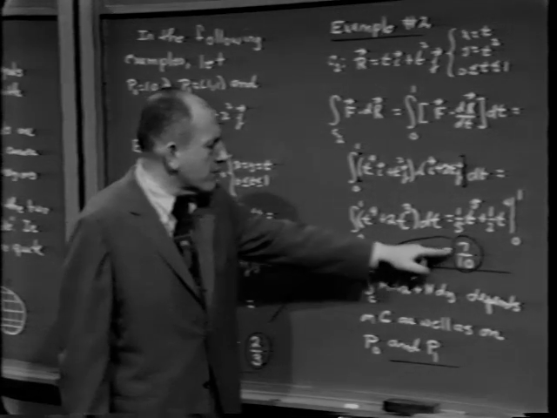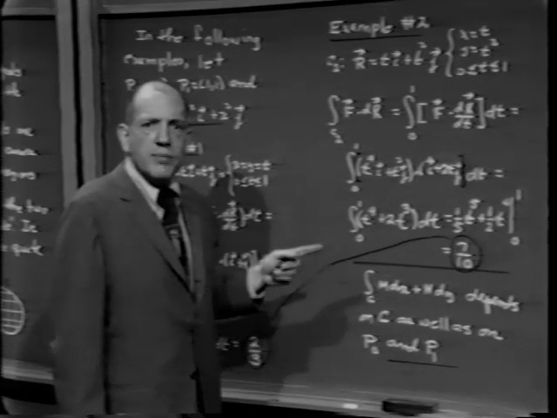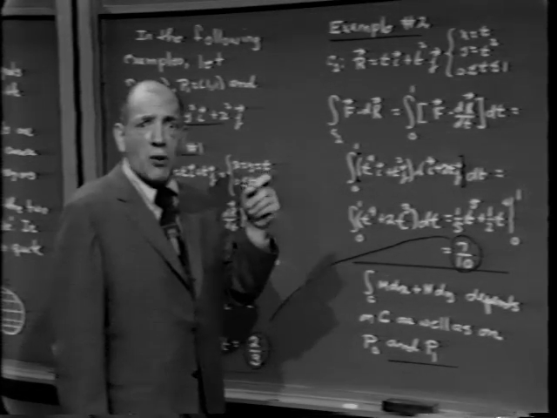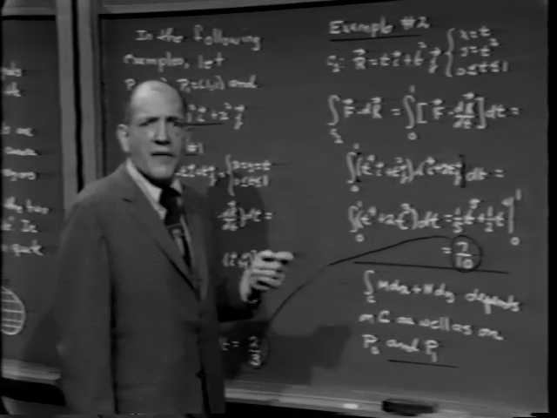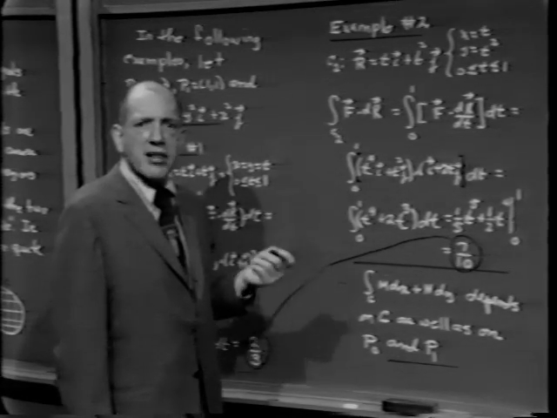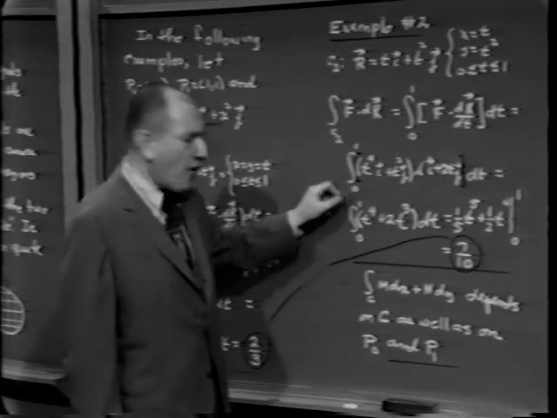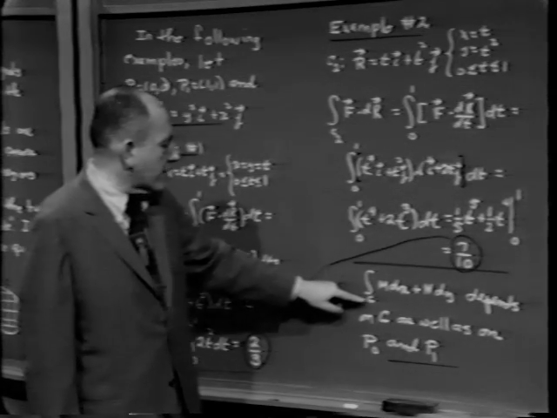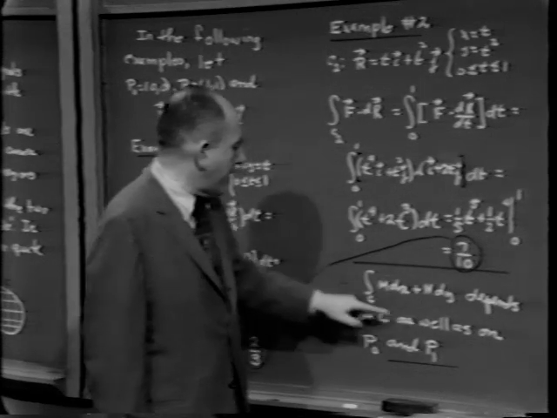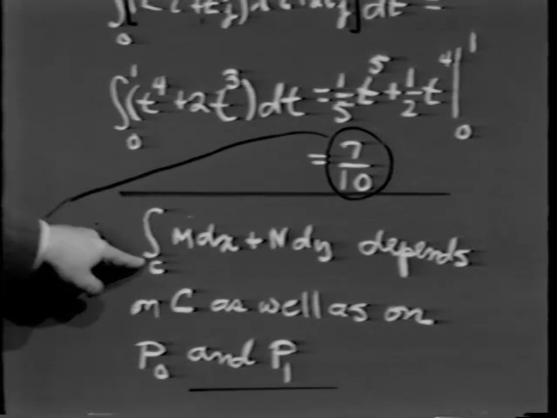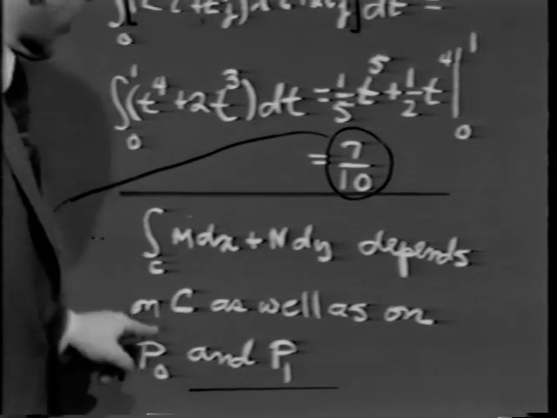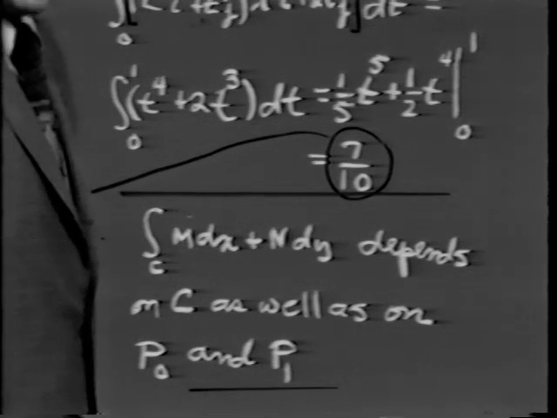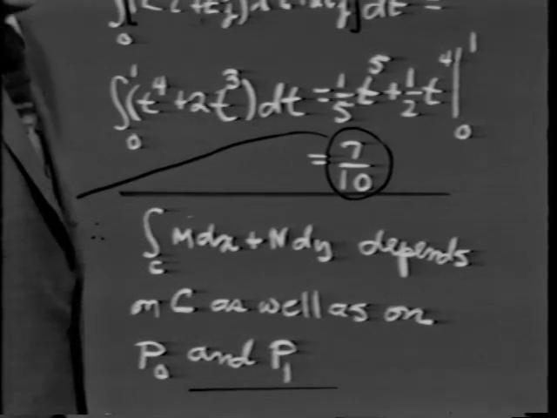And if nothing else, what we've proven is that the work done as we move from the fixed point P0 to the fixed point P1, under the influence of a given force F, actually does depend on the path that we follow. You see, we used two different paths and got two different answers. In other words, the line integral M dx plus N dy along the curve C, which joins two fixed points P0 and P1, depends on C as well as on P0 and P1, and that's an important point to keep track of. We're going to mention this in more detail as the course goes along.